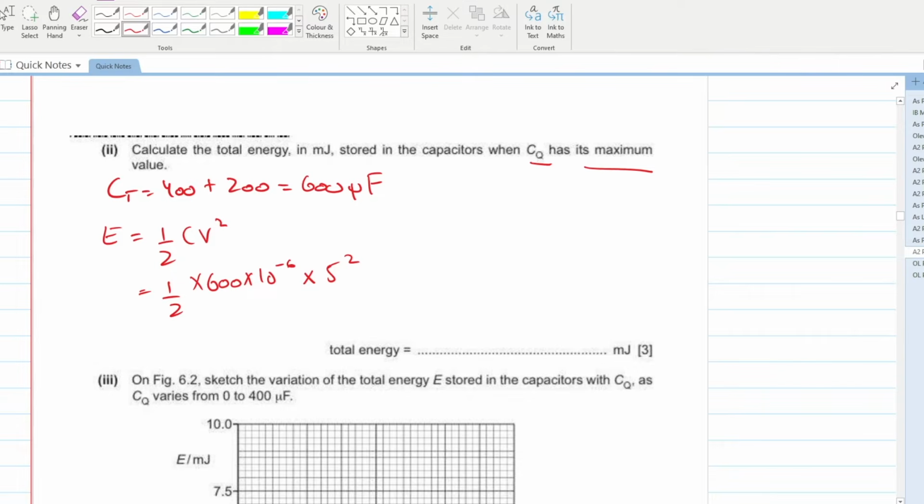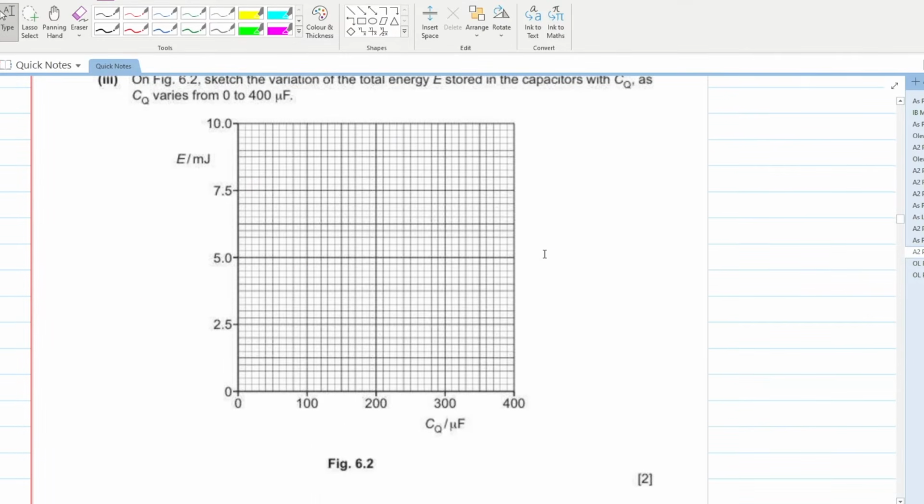600 into 10 raised to the power of -6 multiplied by 25 divided by 2. This comes out to be what? 7.5 into 10 raised to the power of -3 joules, or you can say 7.5 millijoules. Okay. Now you have the value 7.5 millijoules at 400 microfarads.